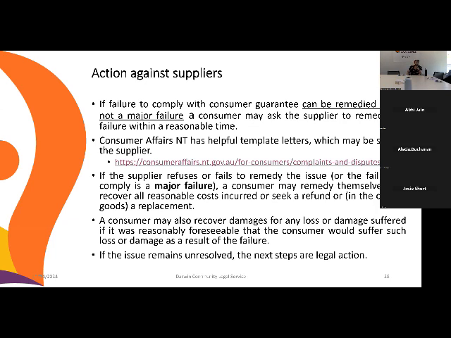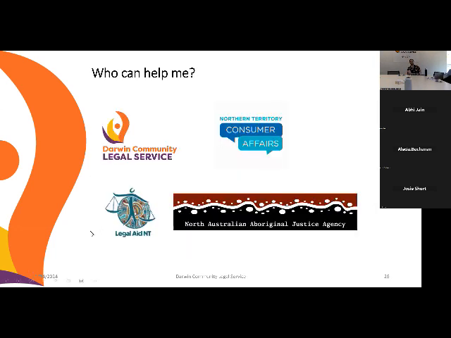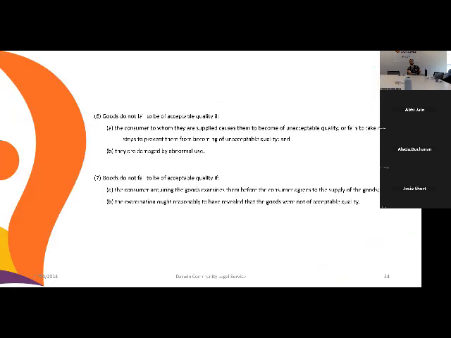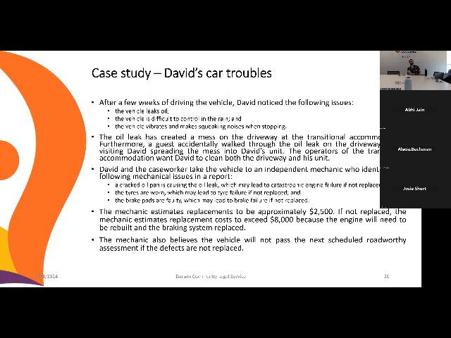Now, a consumer can also, and this was a good point that Josie brought up, recover damages for any loss or damage suffered if it was reasonably foreseeable that the consumer would suffer such loss or damage as a result of the failure. Now, how does this relate to David? Oh, it's already in the chat. The oil leak. So obviously, there's going to be costs in fixing it, cleaning that mess, both in the driveway and in the house.